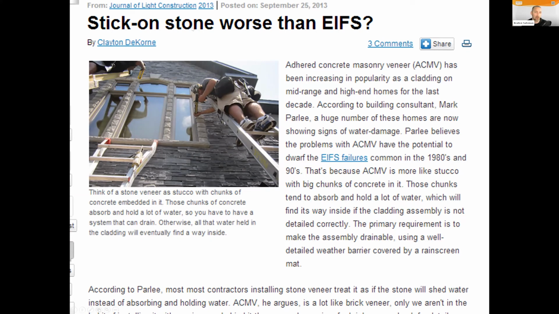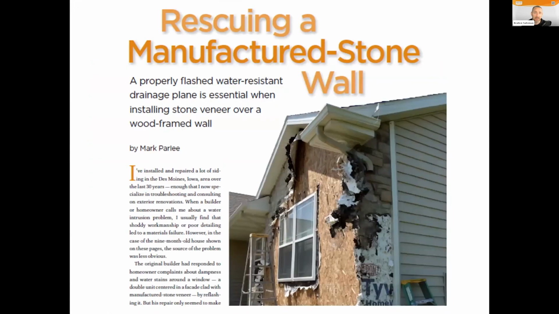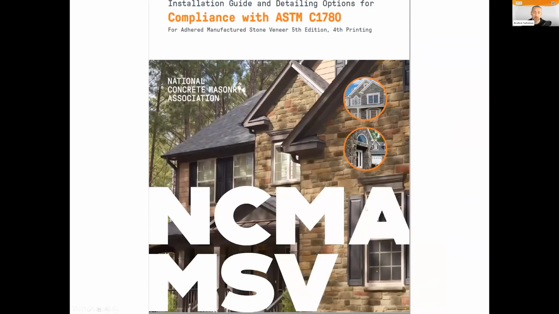This is a good article. This was written almost 10 years ago now, asking if stick on stone is worse than EIFS. We remember all the problems with EIFS. Another great article in the Journal of Light Construction talks about the number of problems that we're dealing with. This is a guy out of Iowa, the number of problems that he's dealing with on stone veneer homes. And we find this to be very true with all the moisture testing we're doing.